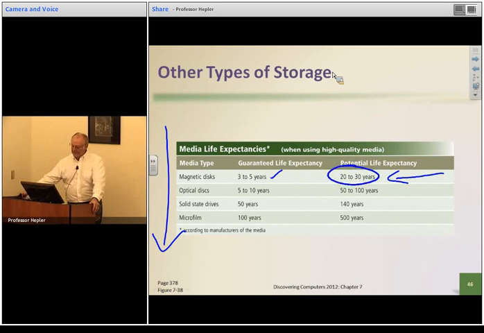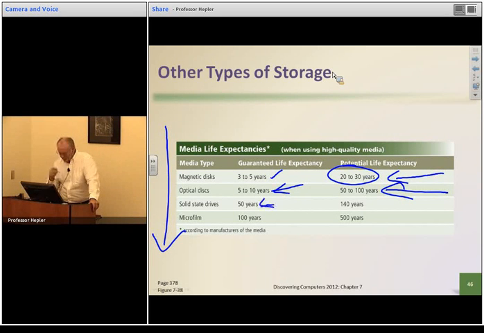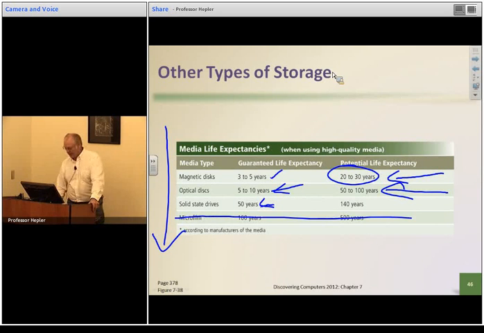Nobody guarantees that. Your CD, DVD, blue disc, 50 to 100 years. Still only 5 to 10 years guaranteed. And 50 years for the solid state. Microfilm, okay, it's a long time, but who wants to use that because you can't access it digitally. Okay.